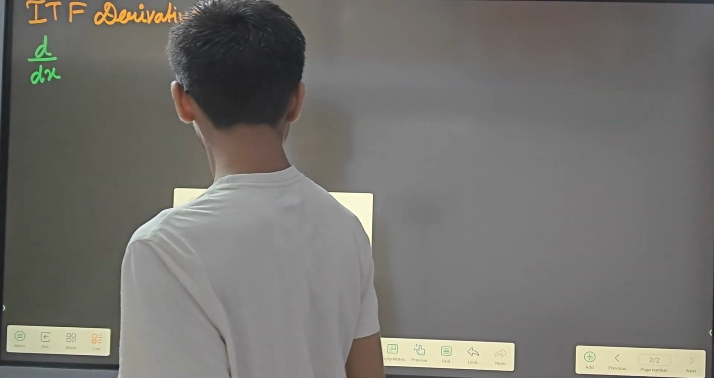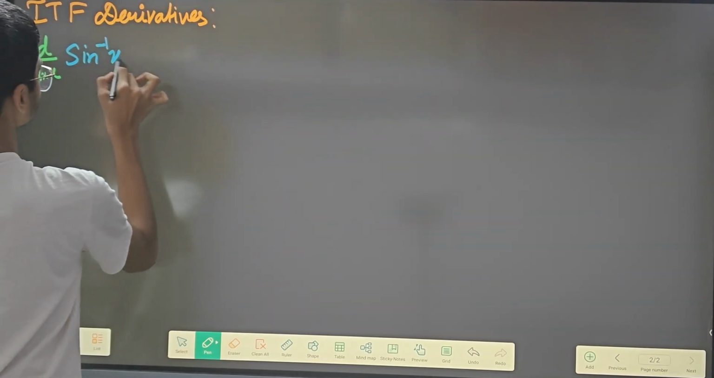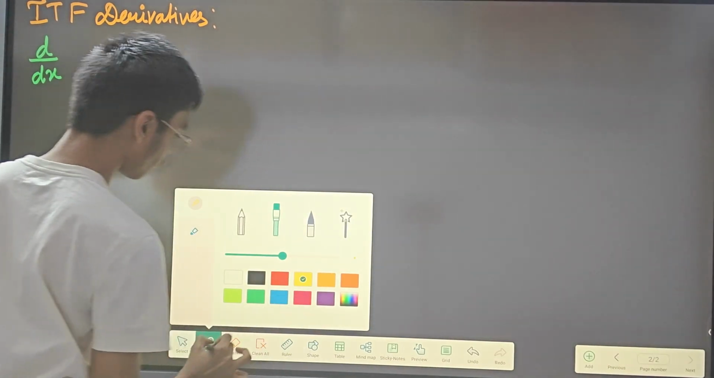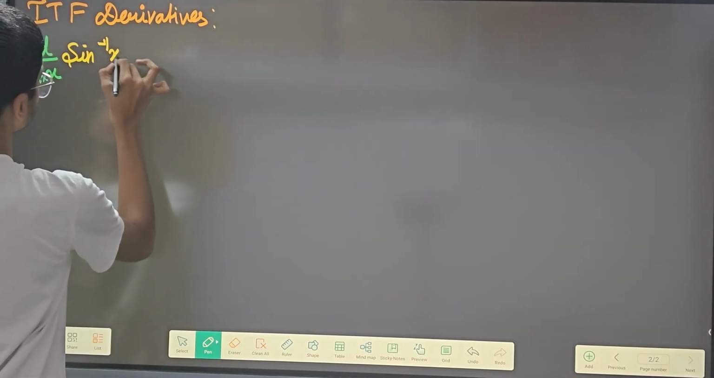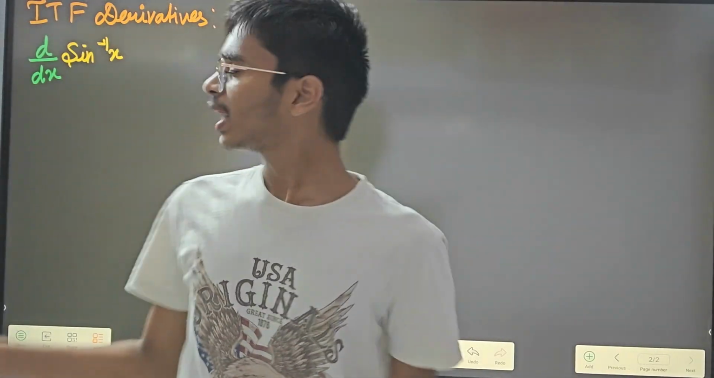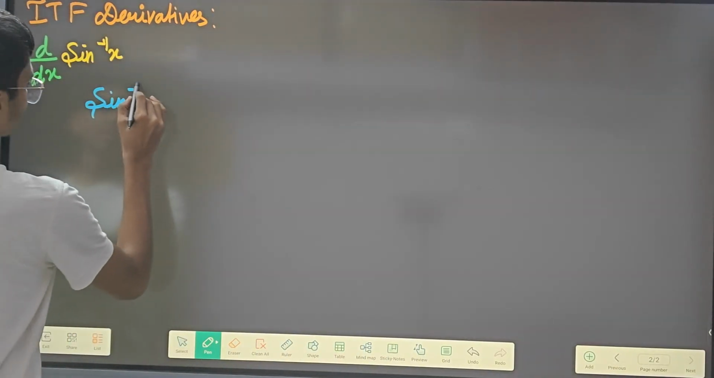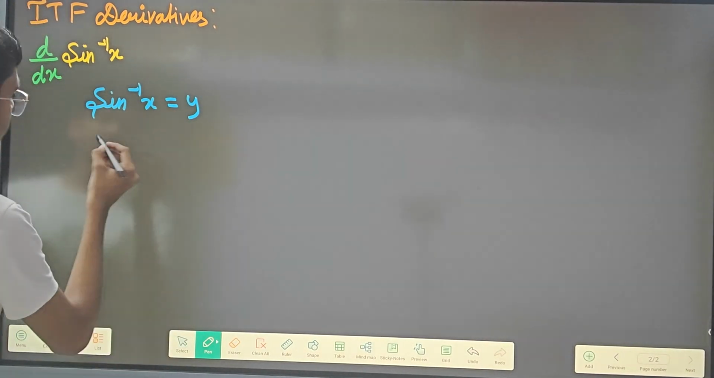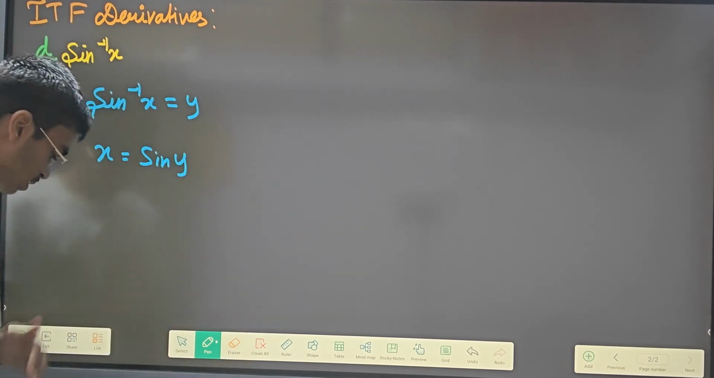sine inverse x. So what is this sine inverse x? What's the derivative of the sine inverse x? Okay, so we can take that sine inverse x is equal to y. Let it be. Now multiply with sine function, then it will be x is equal to sine y, right? Okay, so x is equal to sine y.